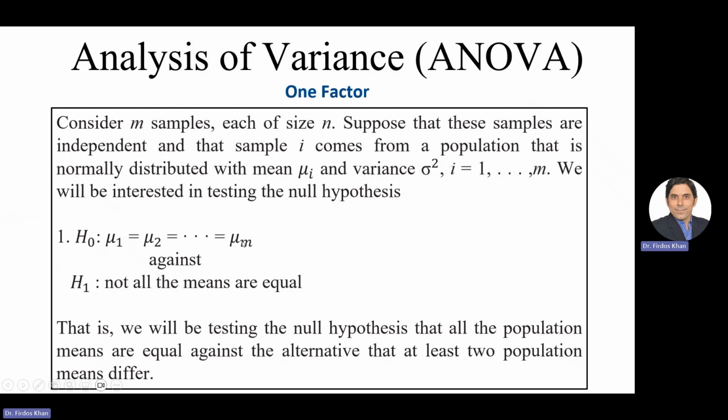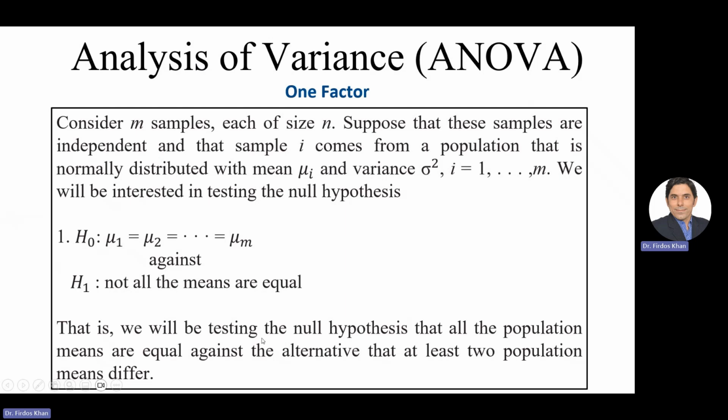This means that the mean values of all populations are equal, and the alternative against this hypothesis, which is totally opposite, we call the rival hypothesis. You can write that all means are equal in the null hypothesis, and in the alternate hypothesis, not all means are equal. That is, we will be testing the null hypothesis that all the population means are equal against the alternative hypothesis that at least 2 population means differ.